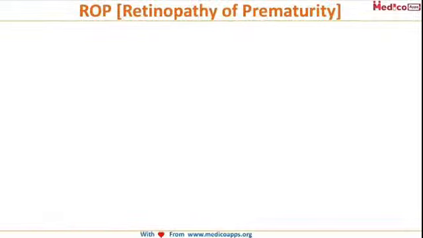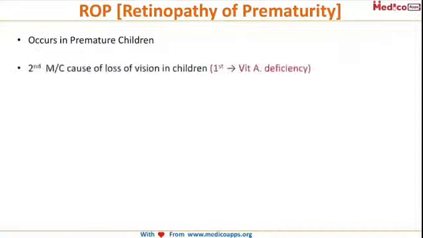The retinopathy of prematurity. As the name suggests, it occurs in premature children and it is the second most common cause of loss of vision in children. Kindly note that there is loss of vision in ROP and it is the second most common cause, only preceded by vitamin A deficiency. So the first most common cause of loss of vision in children, which can be your MCQ, is vitamin A deficiency, and the second most common is retinopathy of prematurity.